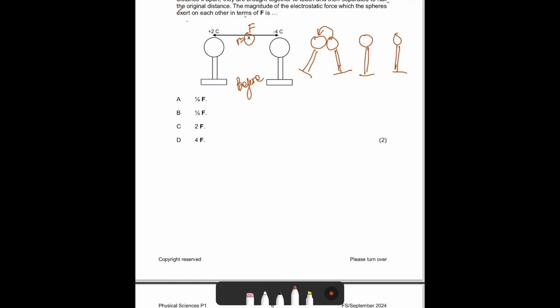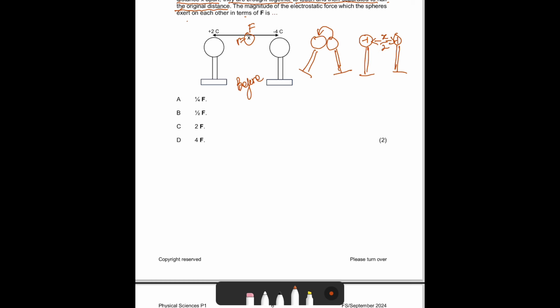It says when they are a distance apart, they are brought together and touch, and then separated to half their original distance. So after they touch each other, they have new charges, which we're going to calculate. It's going to be negative one, negative one. I'm going to show you how. And the distance now is half. The distance was x, now it's x over 2, which is half of x, right?